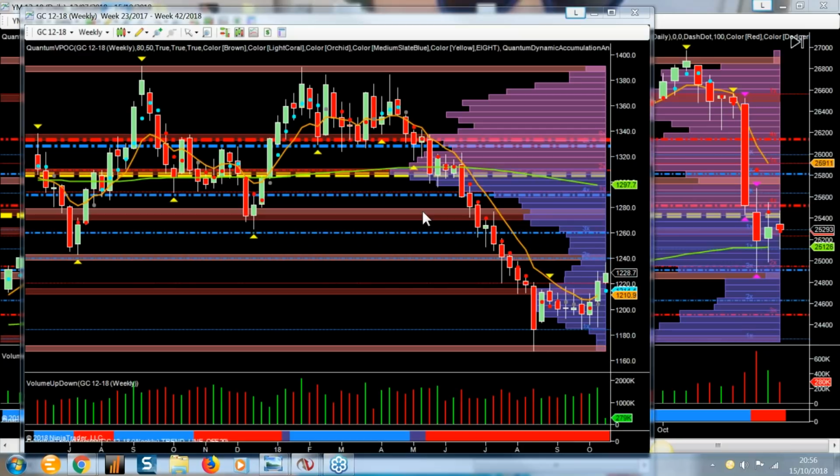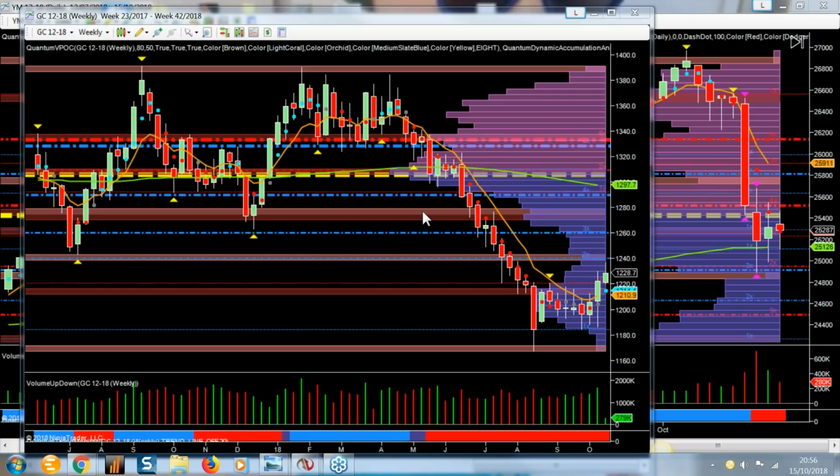Now it looks as though it's going to be breaking out, although last week you had that big candle with the big wick to the bottom, and a decent amount of volume underneath it. We have to see how this week's candle ends up and what the volume is under that, whether in fact it's going to get up to 1240, which is the next significant level for gold.